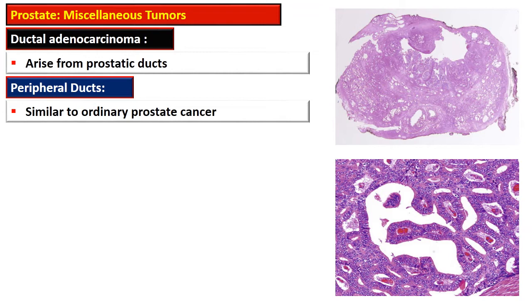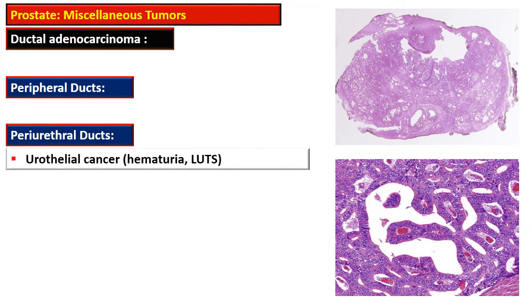This upper picture is the whole mount of the large duct adenocarcinoma. It is located in the center and has a papillary configuration. Histologically, the large duct carcinoma may show a papillary or cribriform architecture. This lower photomicrograph is showing a papillary architecture of the large duct carcinoma.